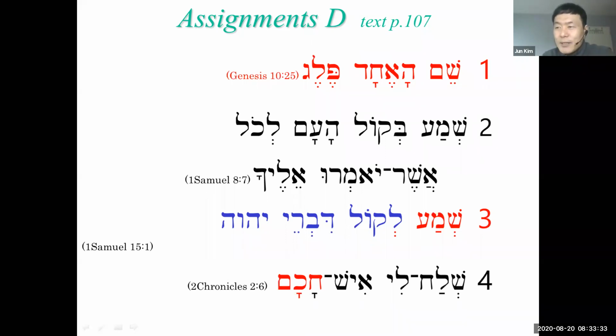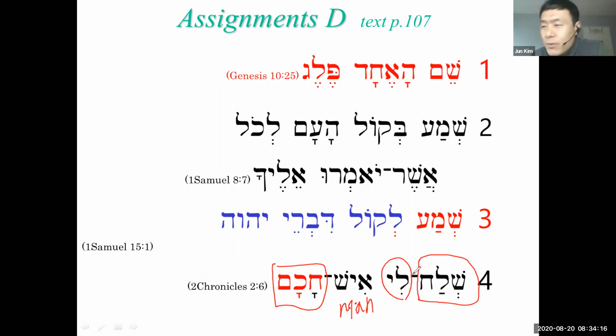So where can you find a verb? Actually, the last one is a new vocabulary, which means wisdom. Wise, wisdom, something like that. And what is the ish? A man, or husband. A wise man. Right. And then we have two left. So, what do you think?